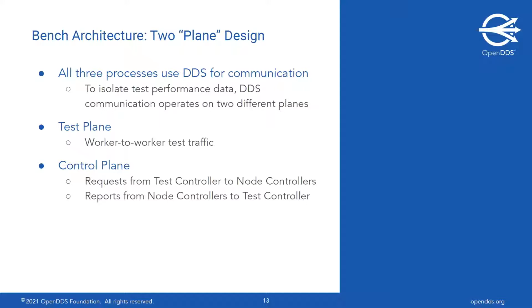Since these two planes are completely separate, it's worth noting that they don't even need to use the same OpenDDS configuration for discovery or transport, or even the same version of OpenDDS. The control plane could potentially be using a stable version of OpenDDS with a centralized discovery mechanism like the InfoRepo, but the test plane could be using the latest and greatest changes to RTPS in order to test the performance changes there. Currently, almost all of the use cases for Bench use the same version of OpenDDS for all three processes, but it's definitely possible to mix and match.